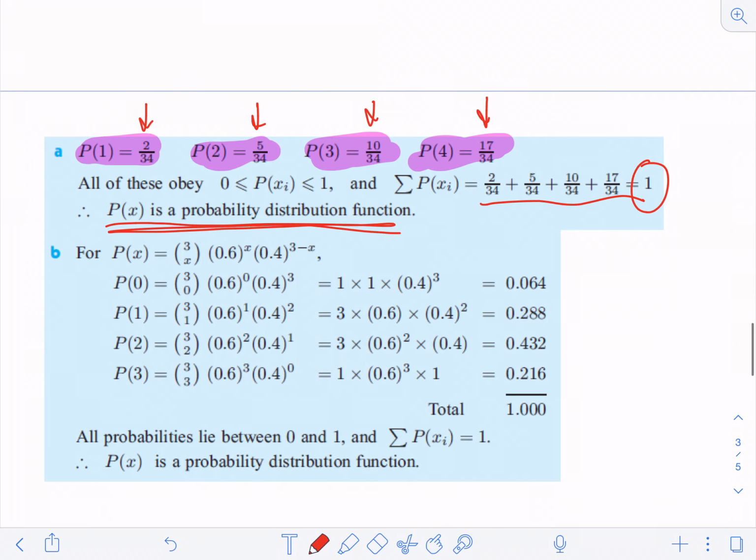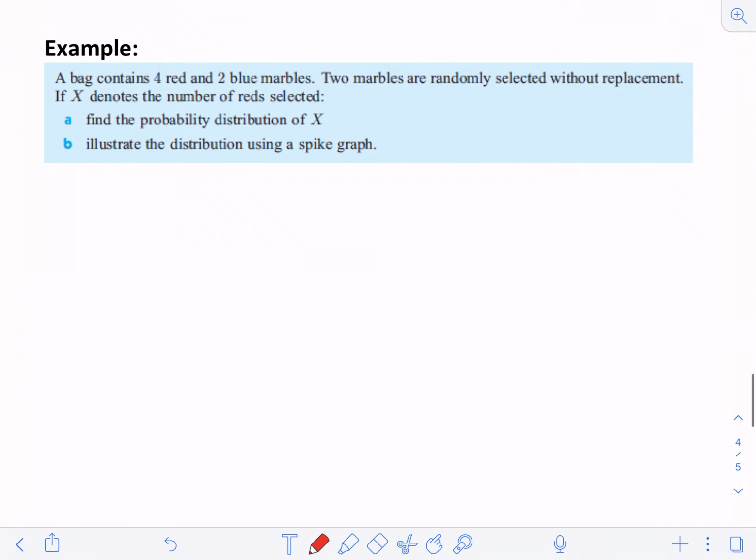Likewise, when I do this one, x equals 0, x equals 1, x equals 2, and x equals 3, and I plug those all in, I get these numbers, and lo and behold, look at that, we add them all up, it equals 1. So this is also a probability distribution function. Good? Fantastic. Let's go on and try one more problem here.